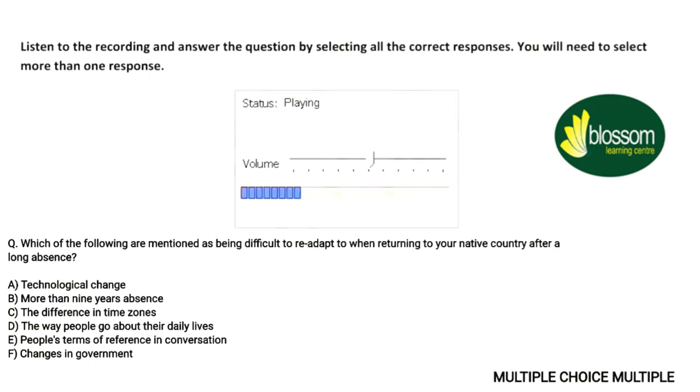Governments have come and gone. What you knew as countryside has become a suburb. New technologies have changed the way people go about their daily lives, and so on. These changes may well have been taking place in your adopted country, but they were happening while you were there, so you could adapt as you went along. Those are not the main difficulties, however.